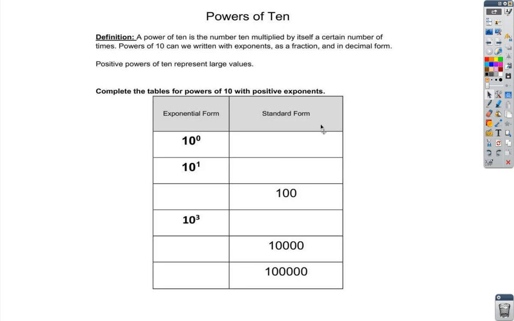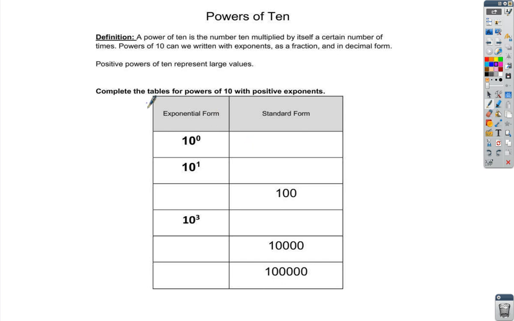Okay, so we're going to start by first looking at the definition, and it says a power of 10 is the number 10 multiplied by itself a certain number of times. Powers of 10 can be written in exponents, as fractions, and in decimal form. So positive powers of 10 represent really big numbers, and negative powers of 10 represent really small numbers.